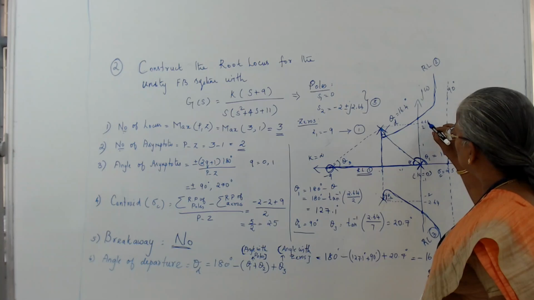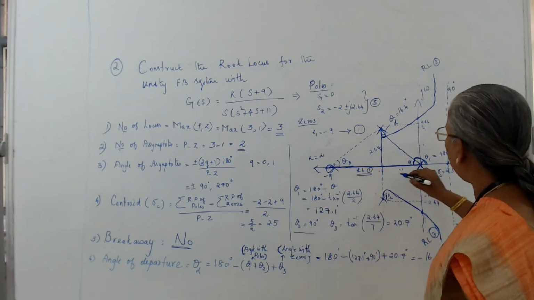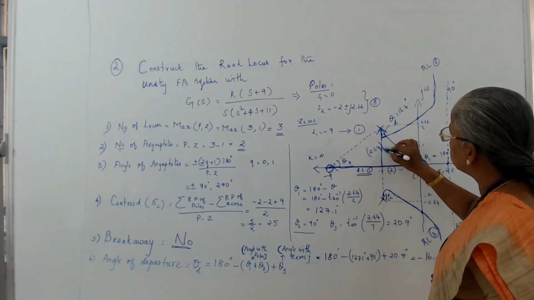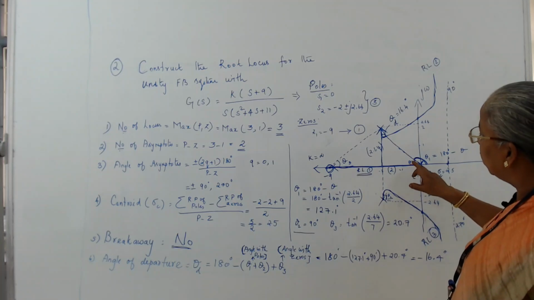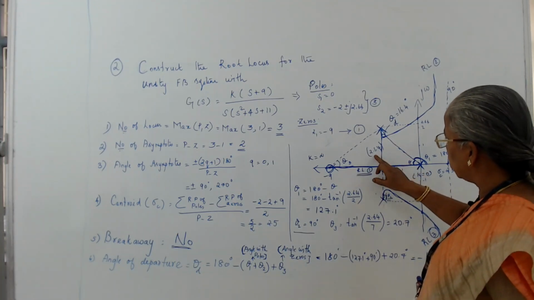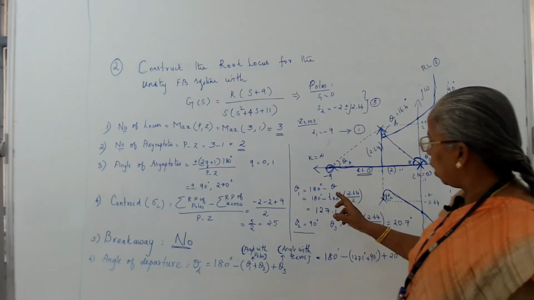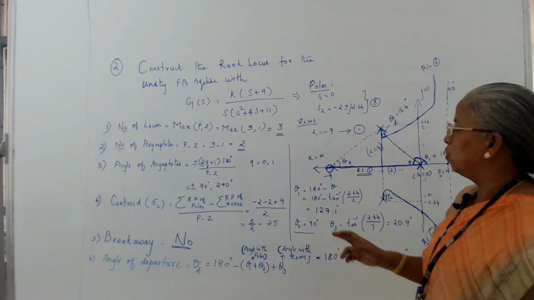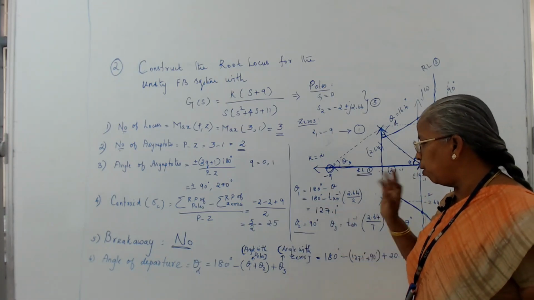This opposite side magnitude is 2.64, and this adjacent side is 2. So I can say tan theta is opposite side 2.64 over adjacent side 2. Therefore theta is tan inverse of 2.64 by 2. Now you calculate, subtract this from 180, so it becomes 127.1 degrees.